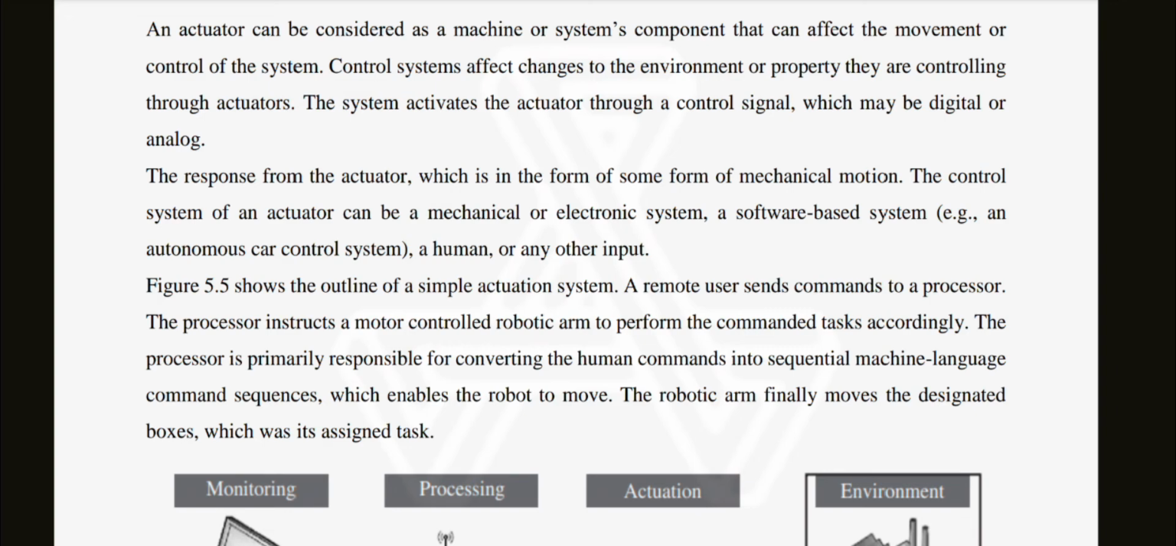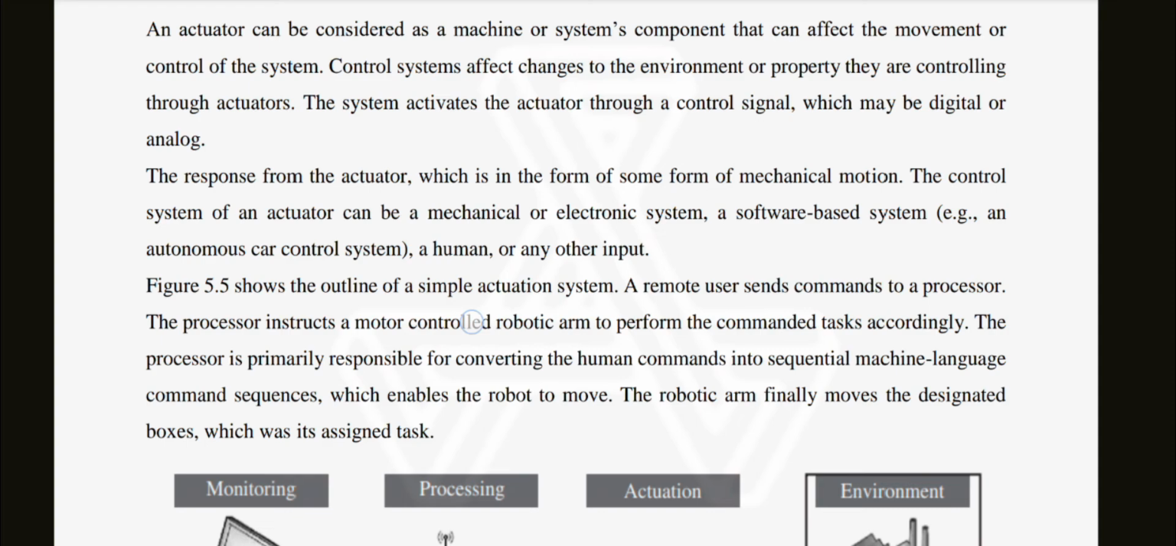Figure 5.5 shows the outline of a simple actuation system. The remote user sends commands to the processor. The processor instructs a motor-controlled robotic arm to perform the commanded tasks accordingly. The processor is primarily responsible for converting the human commands into sequential machine language command sequences, which enables the robot to move. The robotic arm finally moves the designated boxes, which completes the assigned task.